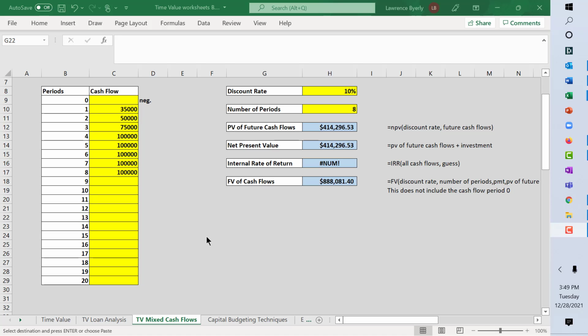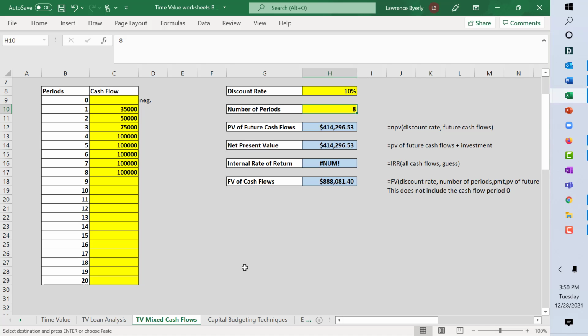We're thinking about building a new plant, and that plant is going to provide us with cash flows over the next several years. We predict next year we'll get $35,000 in cash flow, then 50, then 75, and so on. So these are the cash flows that we expect to receive in the future. Now our discount rate, that's the rate at which we can finance our operations, is 10%. And of course there are 8 periods.